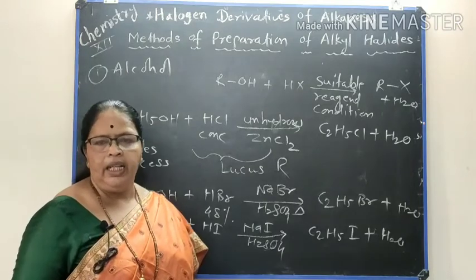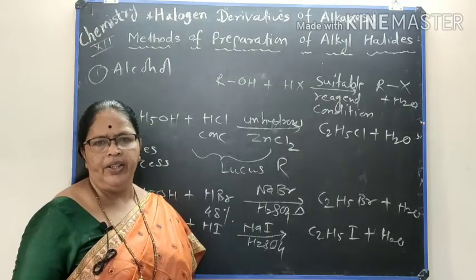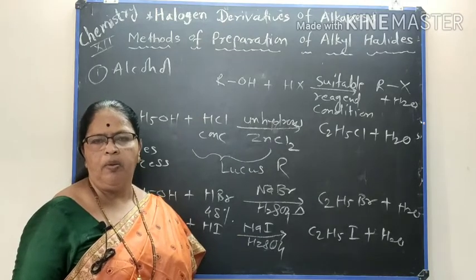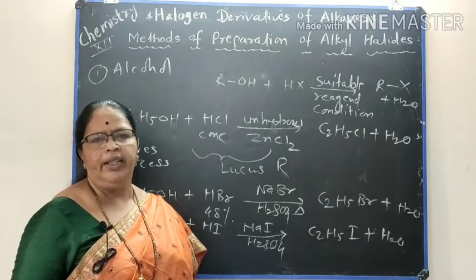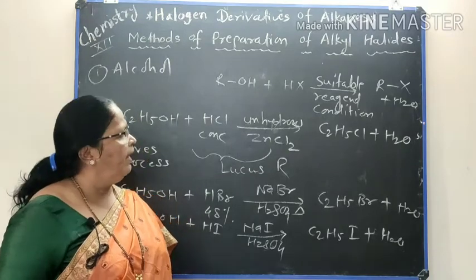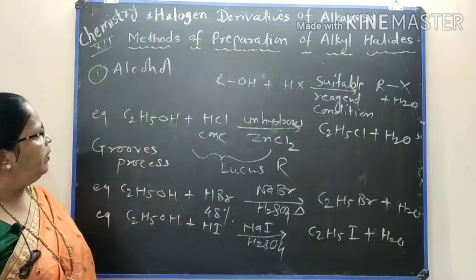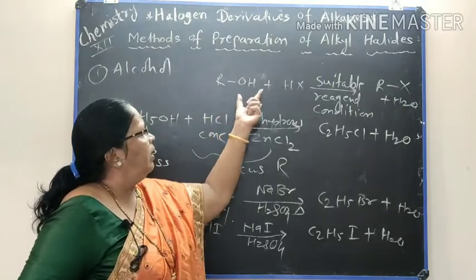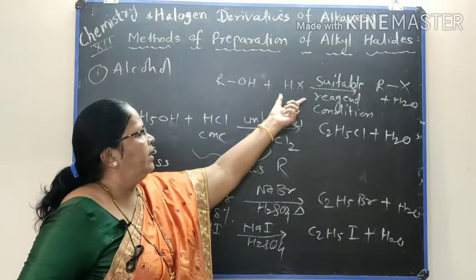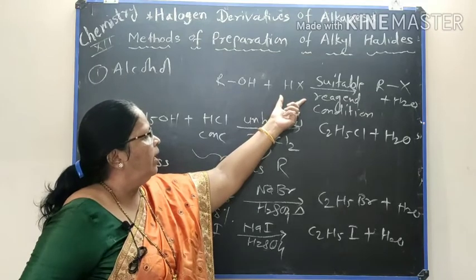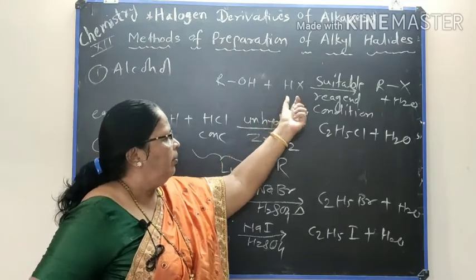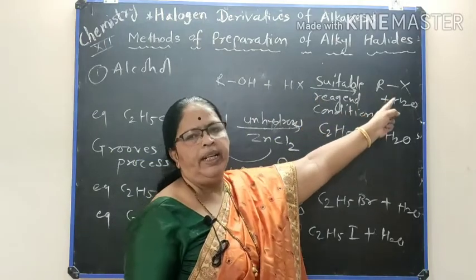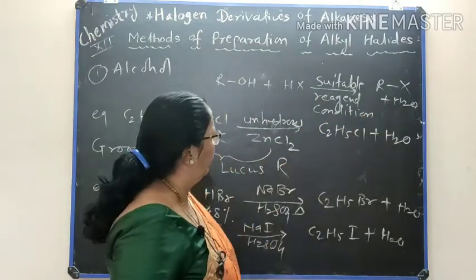Once again see the first method from alcohol, that means here the halo acids HX, that is HCl, HBr and HI. HCl hydrochloric acid, HBr hydrobromic acid and HI hydriodic acid. There are different conditions. First we will see the ROH, that is general formula for the alcohol treated with HX, that is halo acid or hydrogen halide. By considering the suitable condition and reagent, we will get the alkyl halide and water molecule.